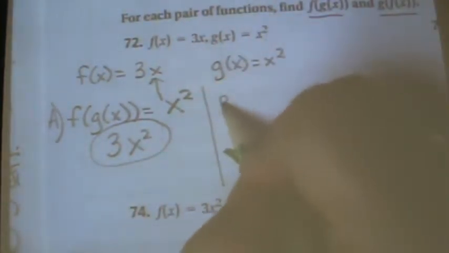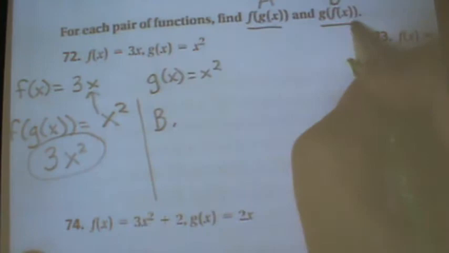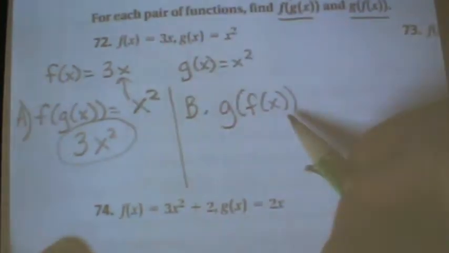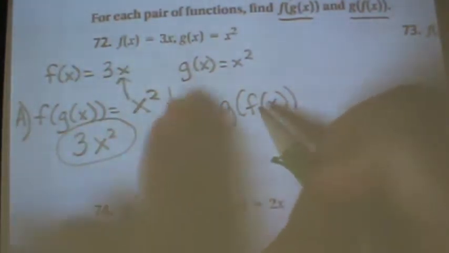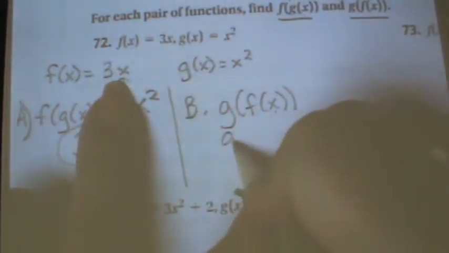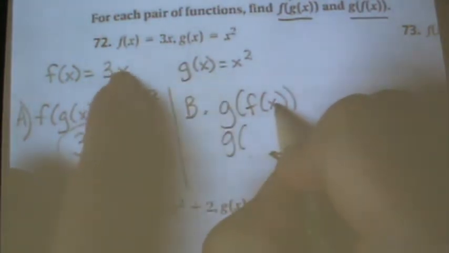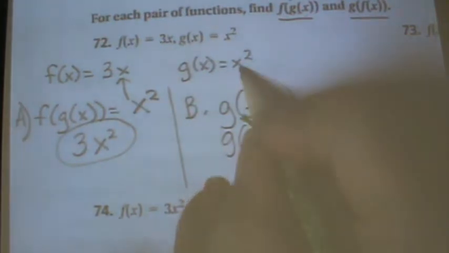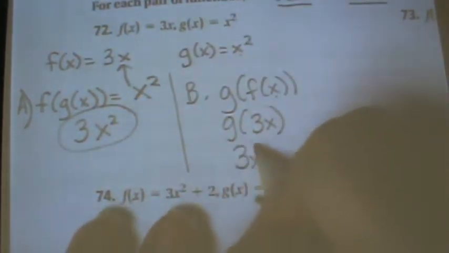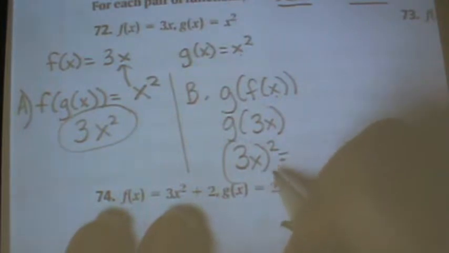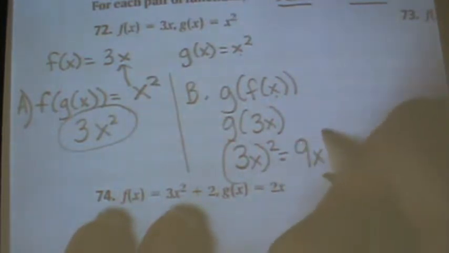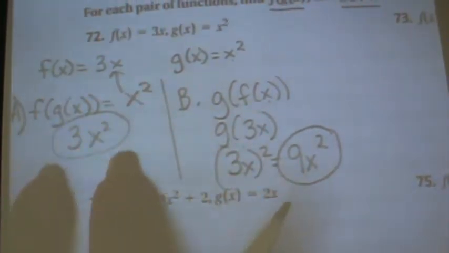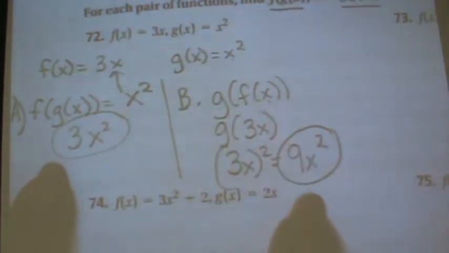Then how do you do B? Plug x in for f. Good. So you've got g of f of x. You're gonna plug x into the f function, so you get what? If you plug x in here, what do you get? 3x. Now you're gonna plug this in here. So 3x quantity squared. What's 3x quantity squared? 9x squared. That's your final answer. So f of g of x is 3x squared. g of f of x is 9x squared.